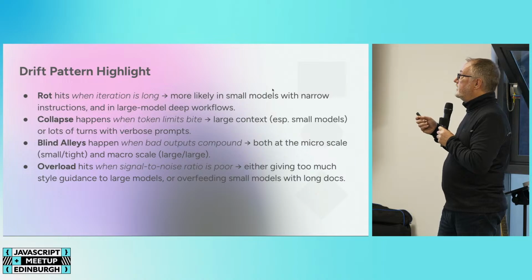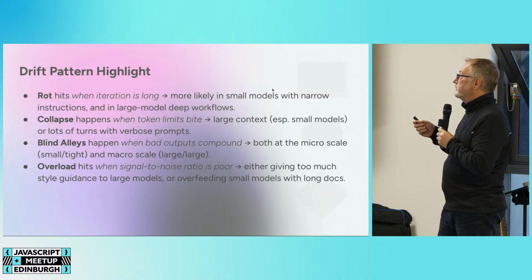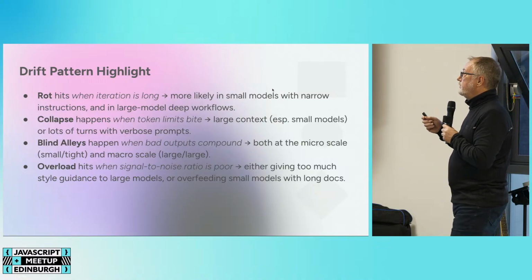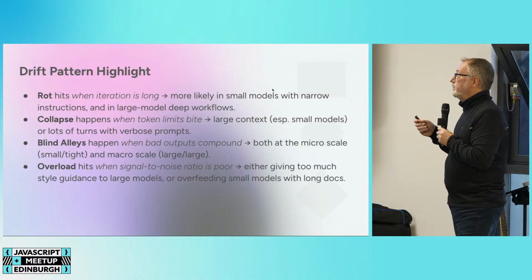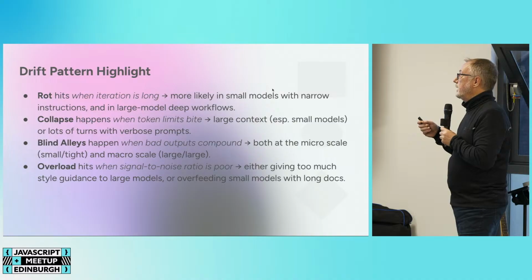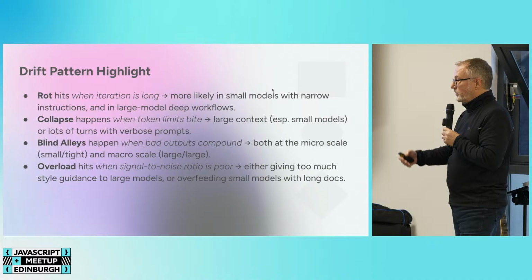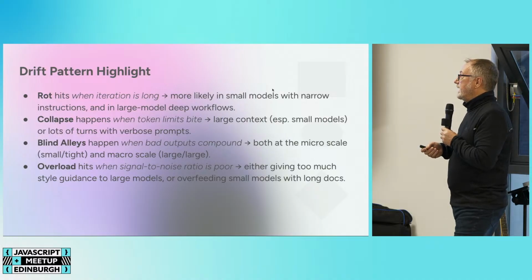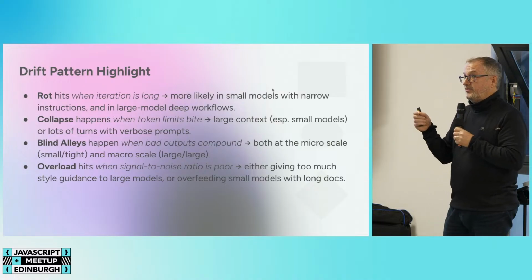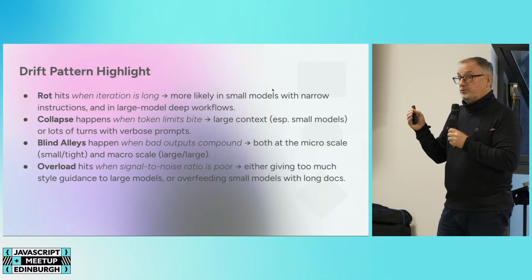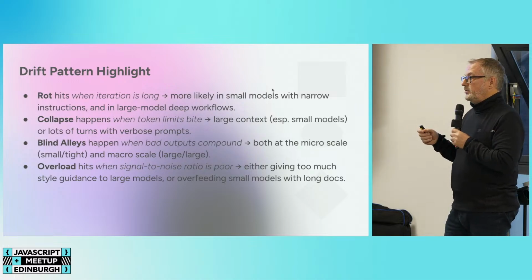Rot hits when the iteration is long. It's more likely in small models with narrow instructions. Collapse happens when token limits bite. So when you start running out of tokens, the collapse will start. So lots of turns, lots in your chat history or something like that. Blind alleys happen when bad outputs compound. So again, it's chasing the same wrong thing again and again. And overload hits when the signal-to-noise ratio is poor.